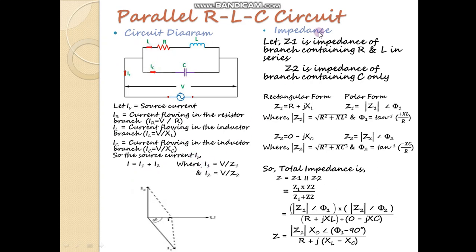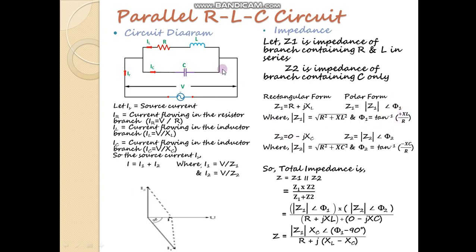Now to find the impedance, Z1 will be the impedance of the branch containing R and L in series, and Z2 will be the impedance of the branch containing C only. First of all, we will find these two impedances in rectangular and polar form. Z1 is a combination of R and L, so Z1 will be R plus jXL, and in polar form it will be mod of Z1 at an angle phi 1. This mod of Z1 is given as under root R square plus XL square, and phi 1 will be tan inverse of XL upon R.